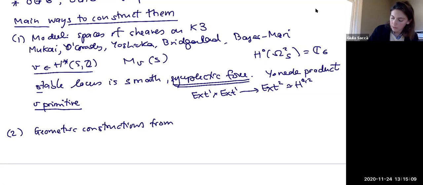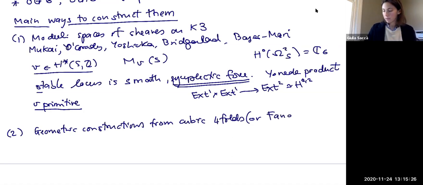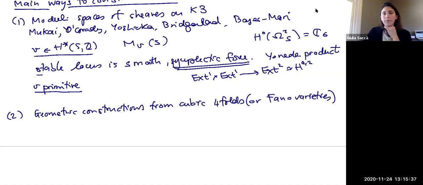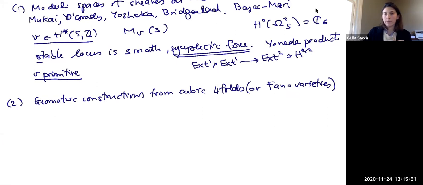Starting from cubic fourfolds or a certain special Fano manifold. Geometric constructions associated to cubic fourfolds, or sometimes to special Fano manifolds. So I possibly might say, if people care about this, I'll say more maybe in the last lecture. This would deviate a little bit from the topic of rational curves on hyperkählers. But let me just say a couple things about this. And let me give you some of the examples that have been constructed.